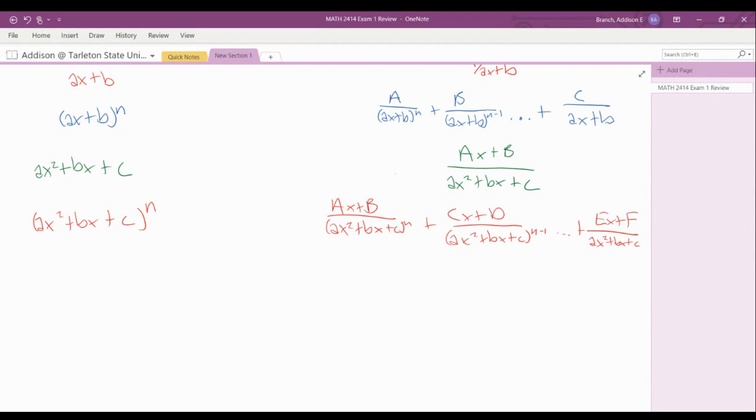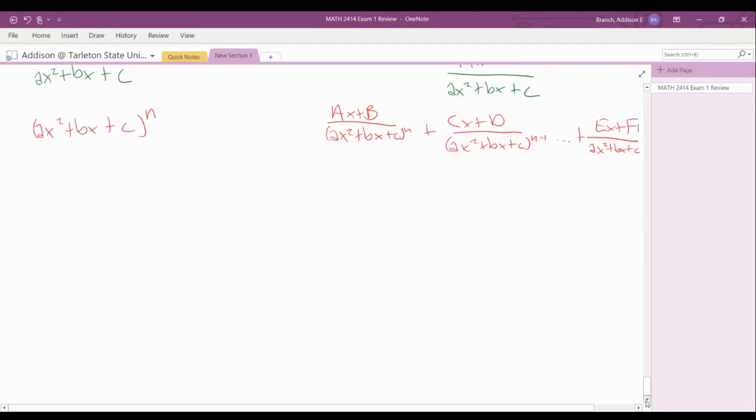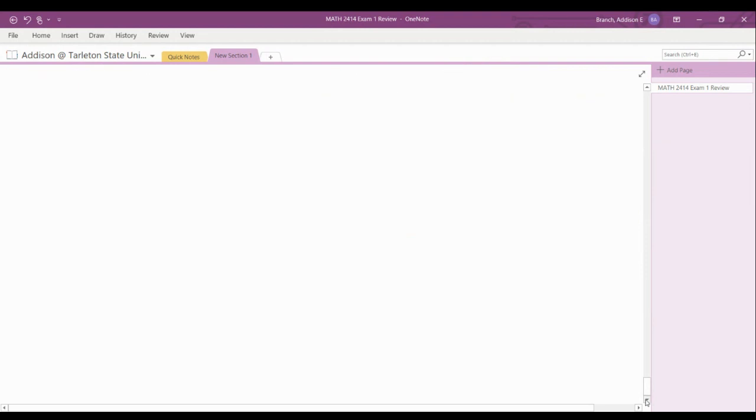So I'm going to go ahead and do a quick example showing the full integration, and then I'll do another one where we're just going to do the decomposition, but that one's a little more complicated.